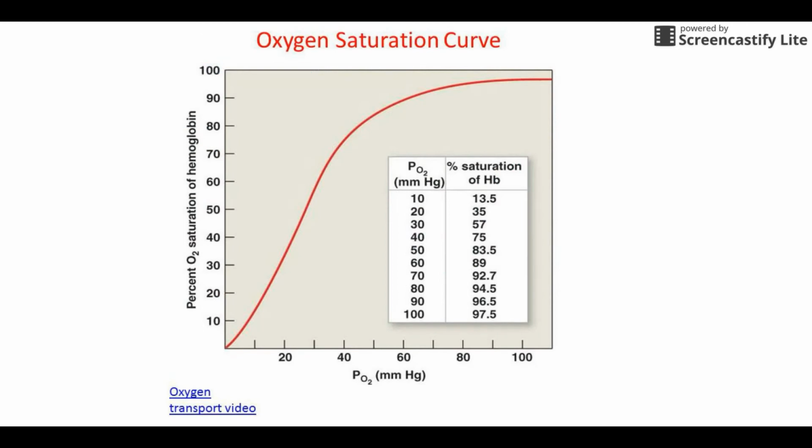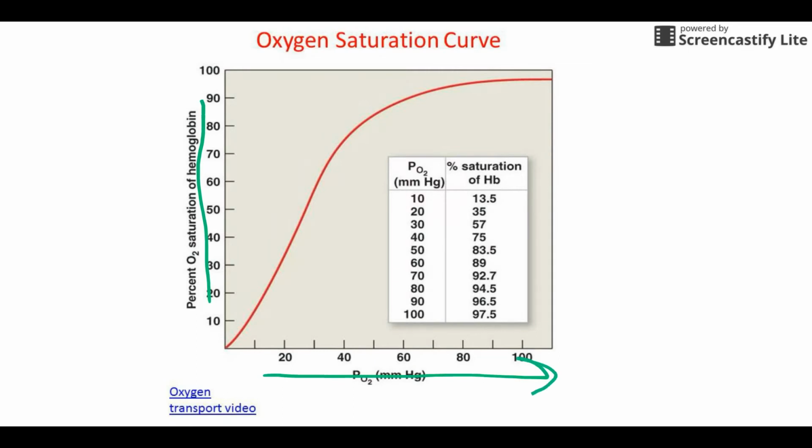So let's talk a little bit about what happens to that oxygen. When oxygen diffuses in, about 10% of it dissolves in the plasma, but most of it is going to bind to hemoglobin. That's what this graph is actually trying to show us here. This is the percent saturation of hemoglobin, and this is the pressure.